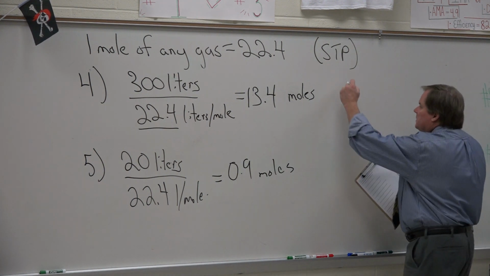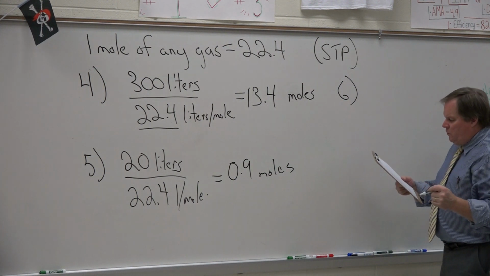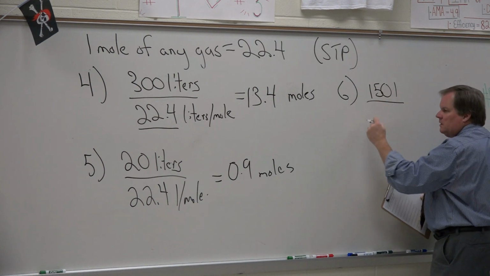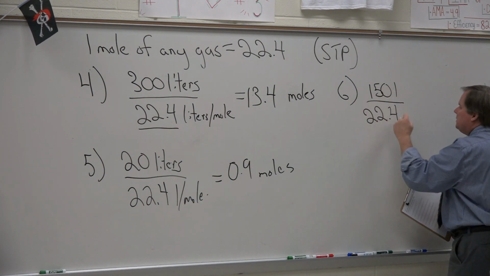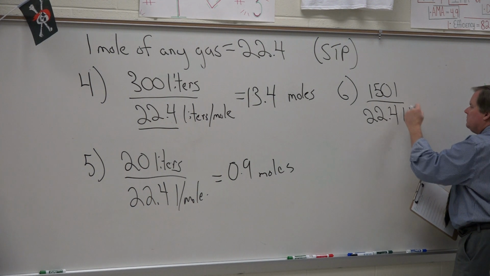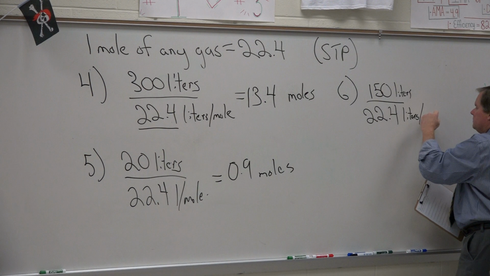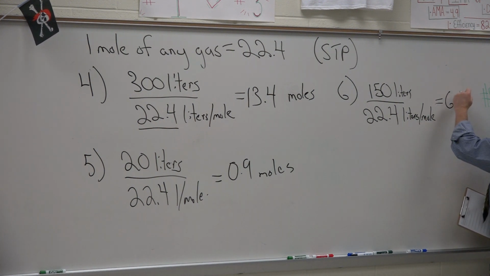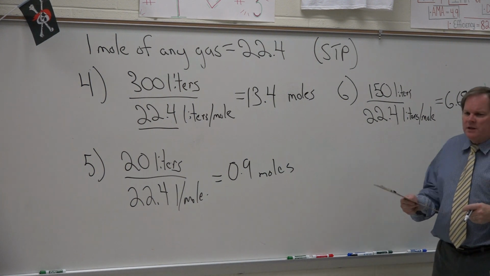Number six, we've got 150 liters of any gas, and same ratio, liters per mole. All right, what's that math? 6.69, so 6.7 moles. You guys were probably done with this worksheet in like 15 minutes, weren't you?